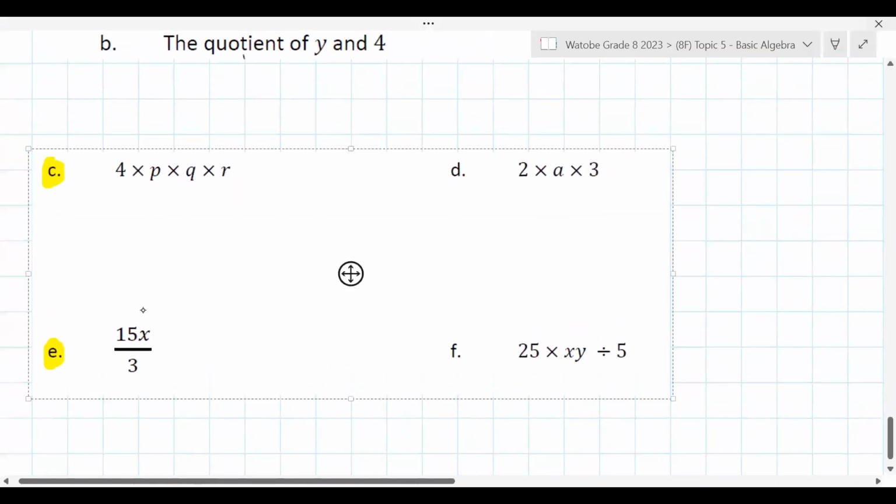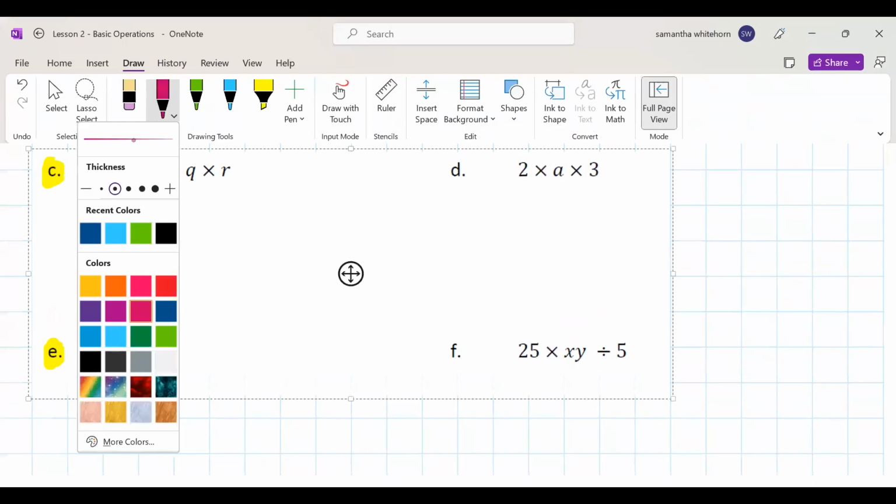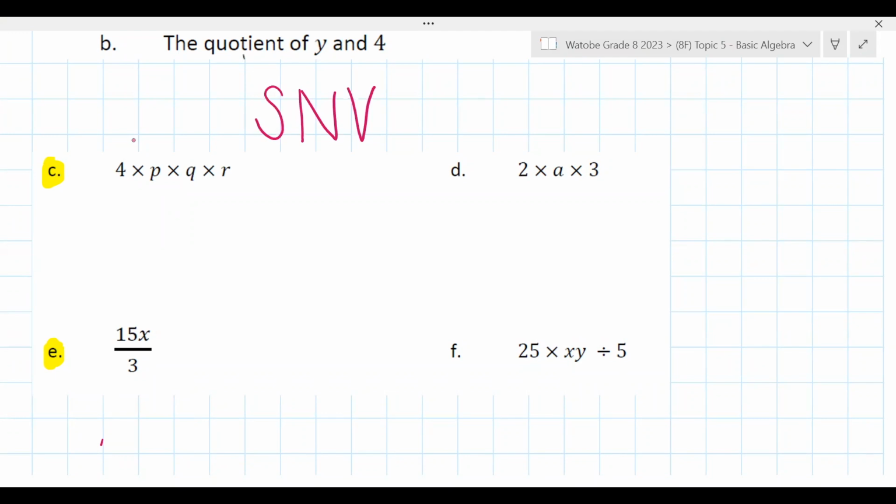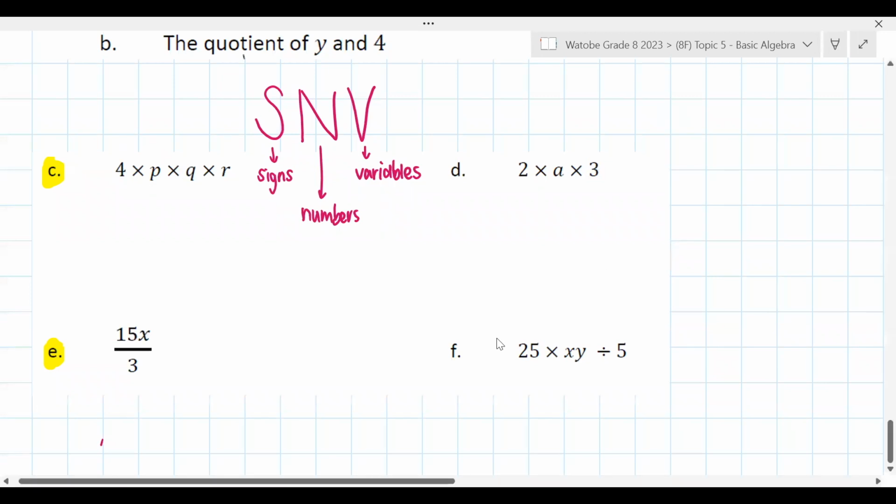Now, if you joined us for the earlier videos, when we started talking about integers and whole numbers, one of the things that I gave you to help was SNV. And now that we're doing algebra, this is even more important. Just a reminder, SNV stands for signs, numbers, and then variables. If you do your multiplication and division in this order, you deal with the signs first, then the numbers, then the variables, you should get your multiplication and division correct every time.